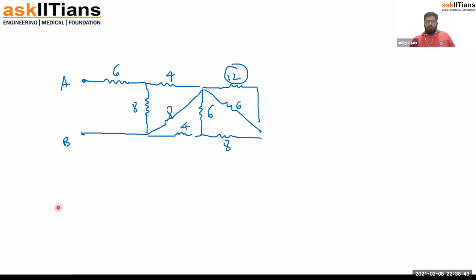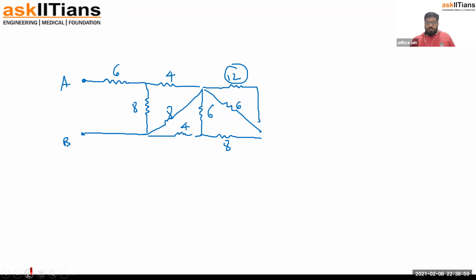Now clear? Now if you carefully observe this 12 ohm resistor and this 6 ohm resistor, from this point, can I say these are in parallel?